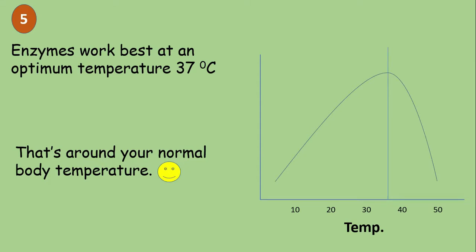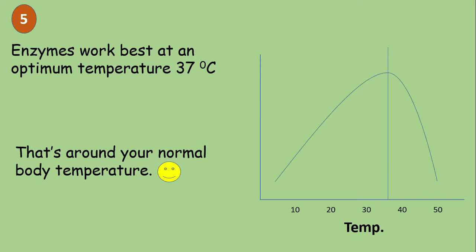Enzymes work best at an optimum temperature, and that's about 37 degrees Celsius. That is pretty much the human body temperature, somewhere around there. And you're seeing the graph again showing temperature and the rate of reaction, and you'll realize there that it is intercepted right at the point of optimum temperature.